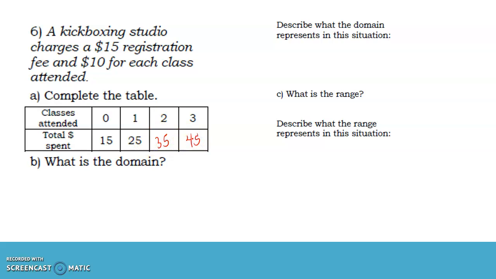So my table's filled in, and then it asks me what is the domain. So these would be my x values, these would be my y values. So 0, 1, 2, 3. Describe what the domain represents. Classes attended. If we want to be specific, we can say kickboxing classes attended.